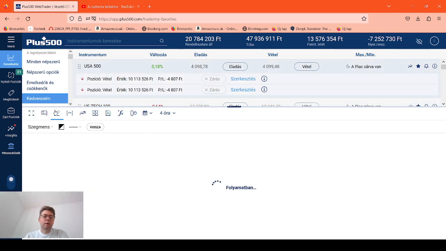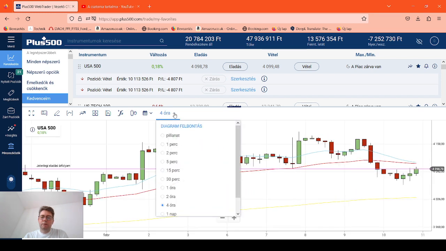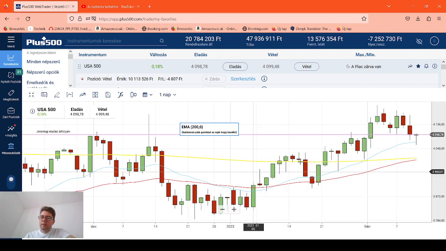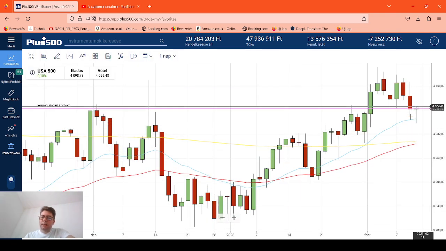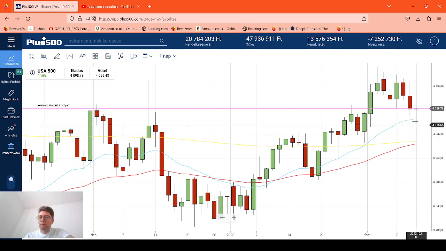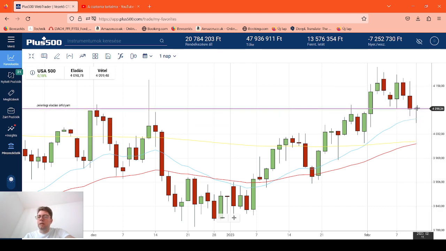S&P 500. I want to see the daily chart. So this is S&P 500 on the daily, and we have a very nice daily candle. We touched the 20 EMA, wick below it, but then had a great pullback. And this is telling me that next Monday we are going to continue a bull run.